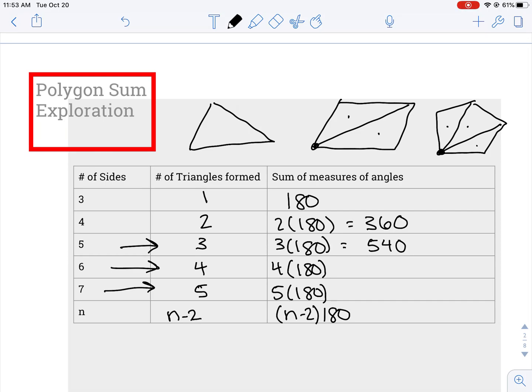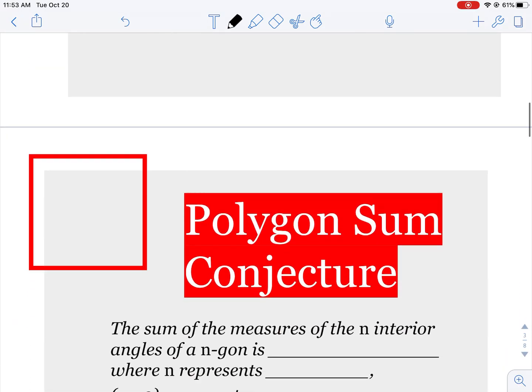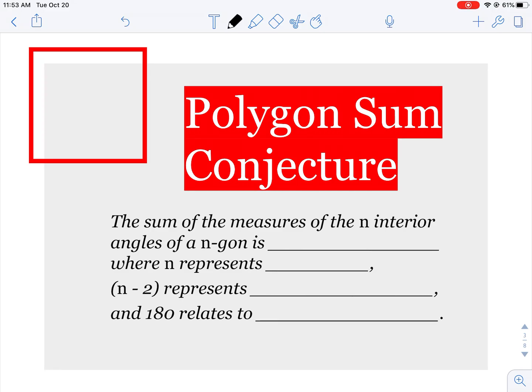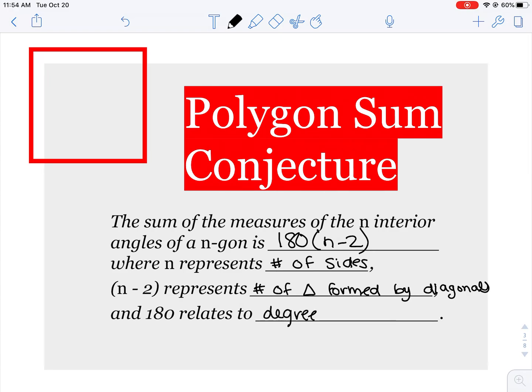So I can use the formula n minus 2 times 180 to solve for the total sum of the angles in any polygon. So if I want to write that really fancily, and I do, I could say that the sum of the measures of the n interior angles of an n-gon is 180 times n minus 2, where n represents number of sides, or angles if I prefer to think of it that way. N minus 2 represents number of triangles formed by my diagonals. And 180 comes from degrees in one triangle.